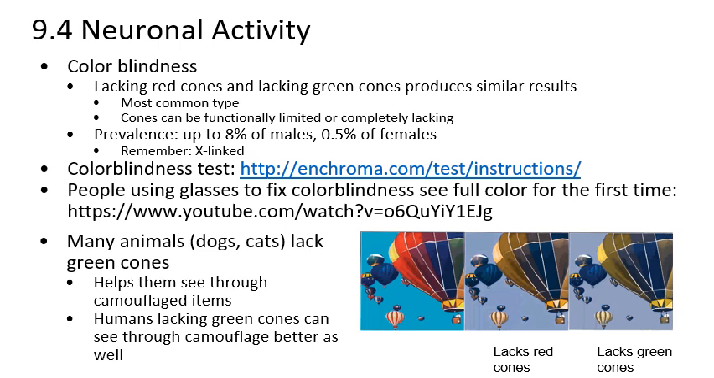So a little more detail about color blindness, so that you have some context. Lacking red cones and lacking green cones produces similar results. As you can see down at the bottom, an individual who lacks red cones or green cones is going to see a similar picture as compared to somebody who has all 3 types of cones, as in the first picture. Red-green is the most common type of color blindness. Red or green cones that are lacking can be either functionally limited or completely lacking, so there are different levels of color blindness.